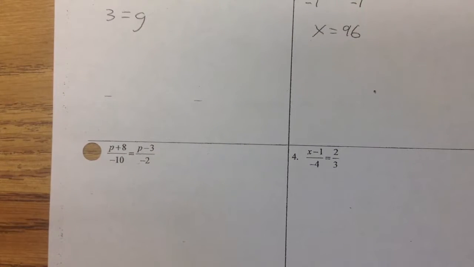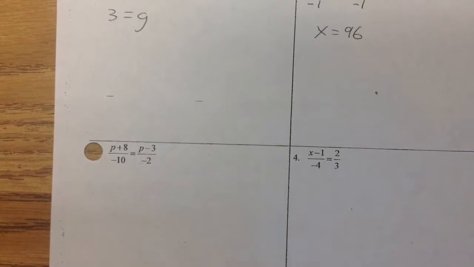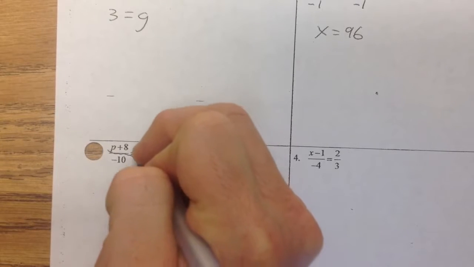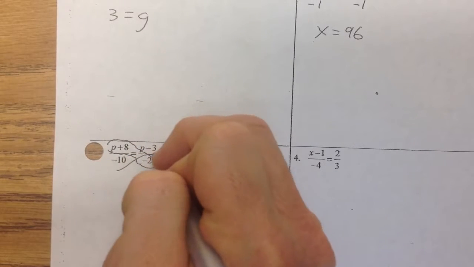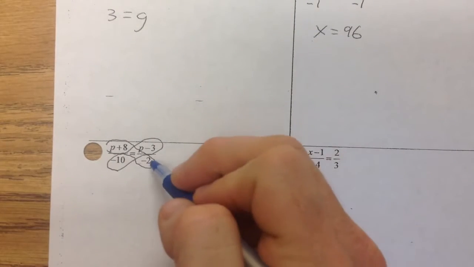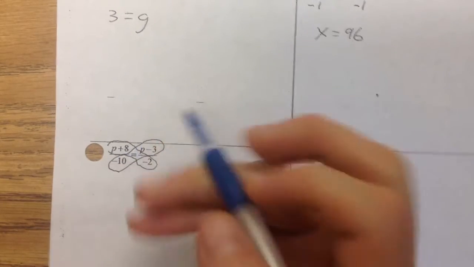This is where they pick up a little bit because now instead of having one number on top or one variable on top, we have a binomial. We have two terms up there, so it's going to make it a little more work when we're solving these. But we're still going to be cross multiplying, the same technique that we did on the first two. The only difference is this negative 2 has to be multiplied by both of these pieces.